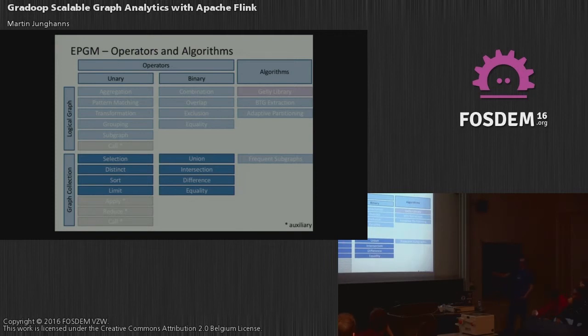Of course, to filter a subset of logical graphs from a graph collection, we have selection, distinct, sort based on a graph property key, and limit to extract a subset of graphs from a collection. Sub-collection would be a better word.